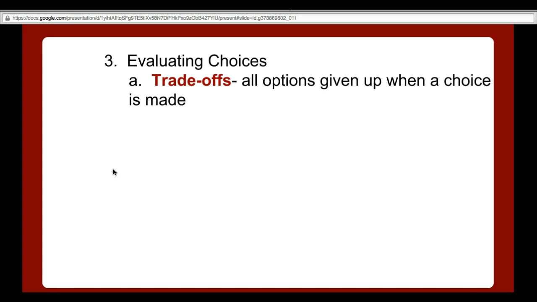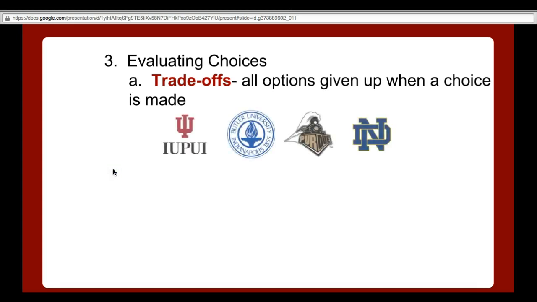So trade-offs are when you have made a decision, everything else, all the other options and choices you have out there are all the things you give up. And that's what we call your trade-offs. So for example, let's talk about if you're choosing a college to go to next year, okay? And these are your 4 choices. And we're assuming you got into all 4 of them. So you have a choice between IUPUI, Butler, Purdue, and Notre Dame. All right, so after you got into all of them, you have to make a choice.